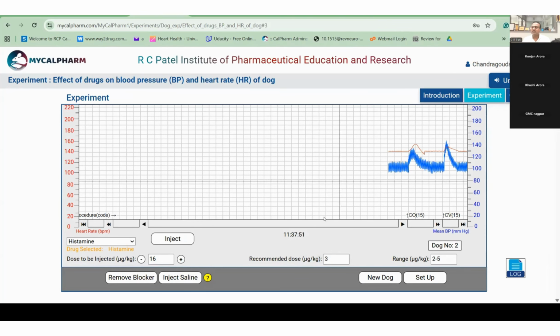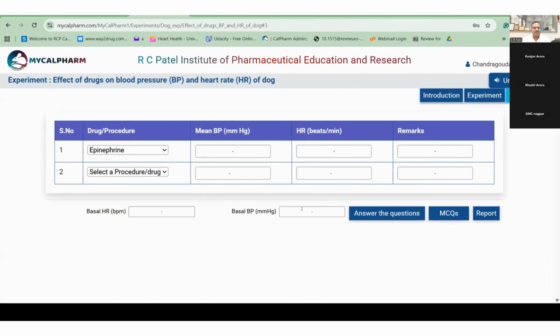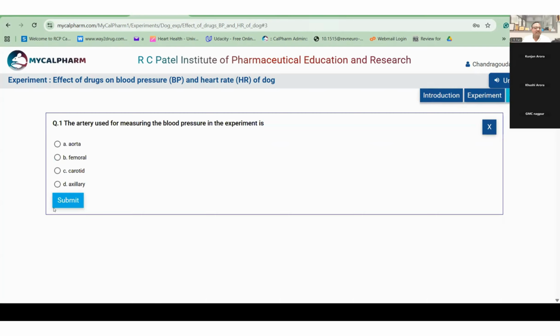Okay, in observations, the user has to enter what was the basal blood pressure, then what was the basal heart rate. Then there are some questions which have been added to make the students better understand the entire experimental details as well as theoretical details of the subject. So there are multiple such questions. Okay? The artery used for measuring the blood pressure in the experiment is, what is that? Okay, so we are using the carotid artery for this purpose. So like this, the learning has been made more and more interactive.